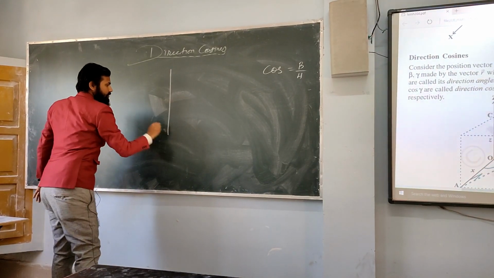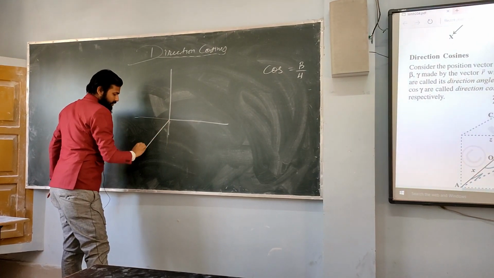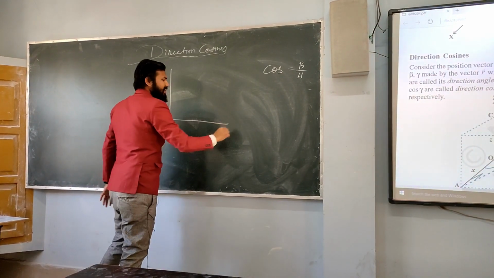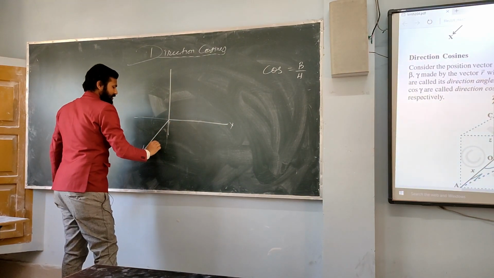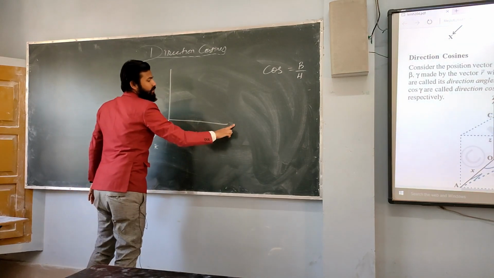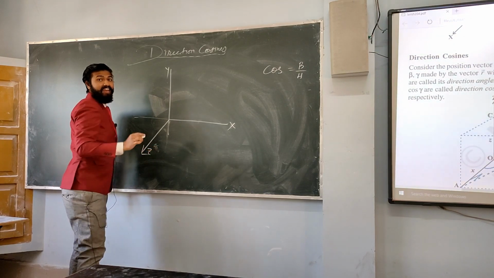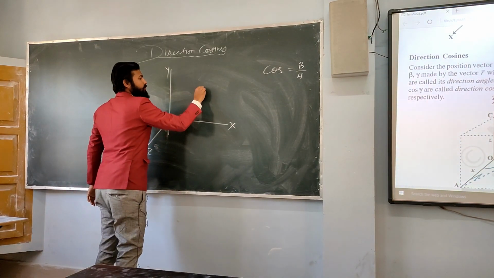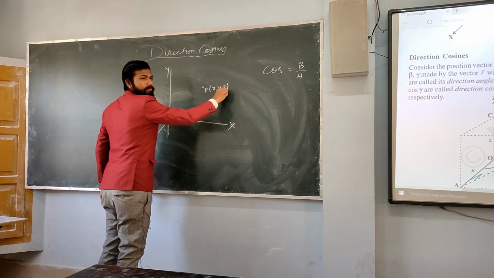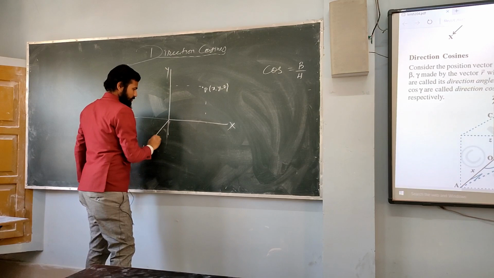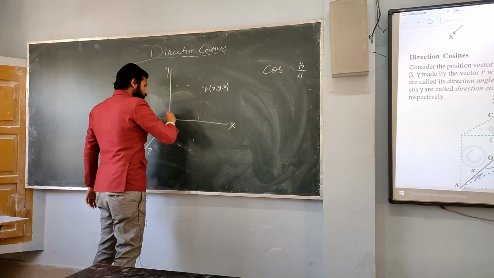Now look here. This is your Cartesian plane. In the book it is considered X, Y, Z like that, but I find this one convenient. Consider there is a position vector P which has coordinates x, y, z. Any problem? It's a 3D. So this is your position vector.